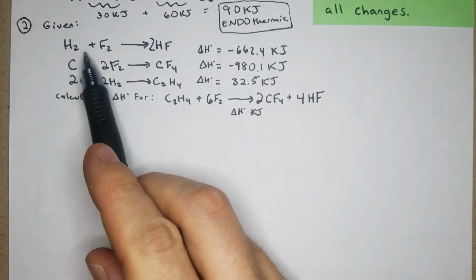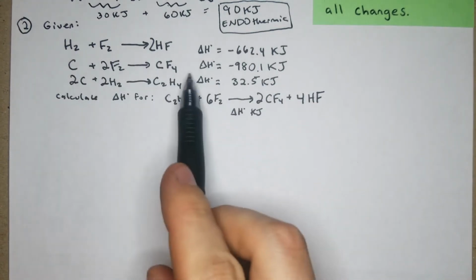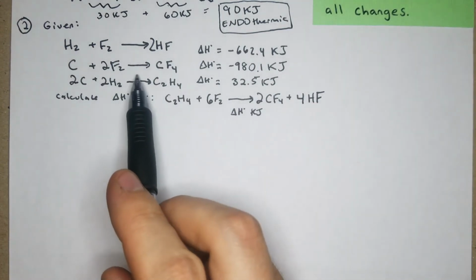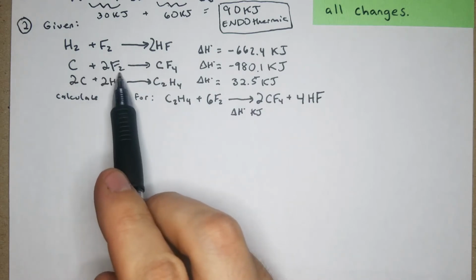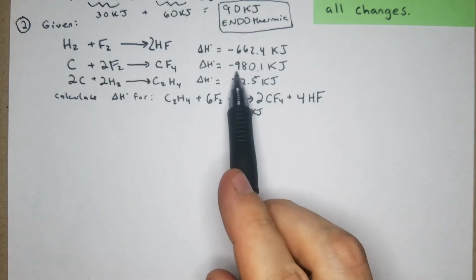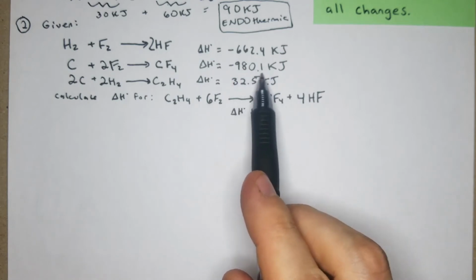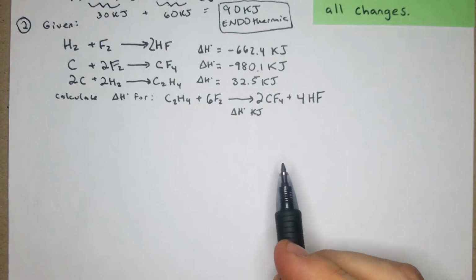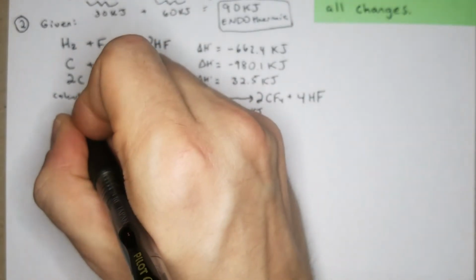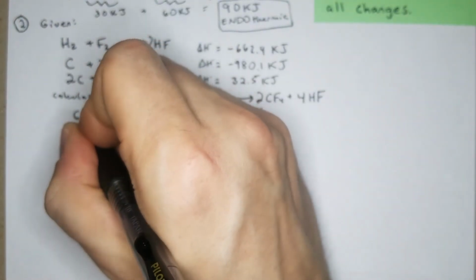So if we double this, we double this. If we switch the arrow of this, for instance, like CF4 is going to yield C plus 2F2, we're going to reverse the sign, so we're going to make that a positive 980. And that's basically all you need to know. And then it's just getting more and more skilled at knowing which combinations add up the quickest.